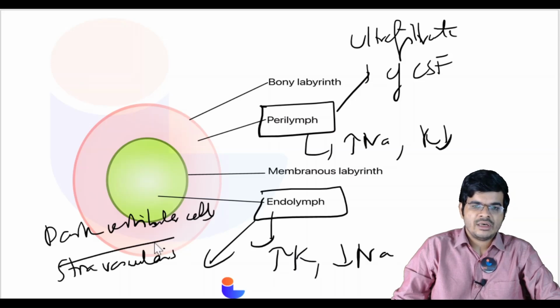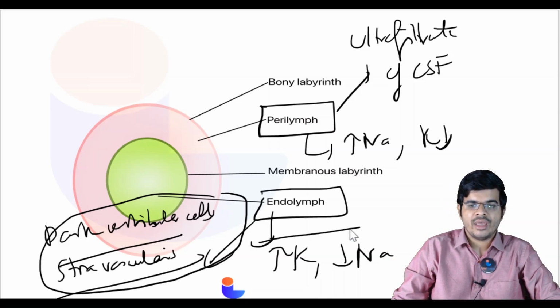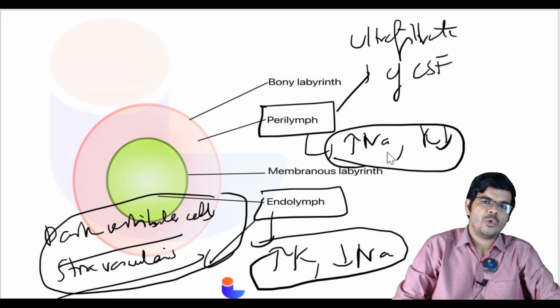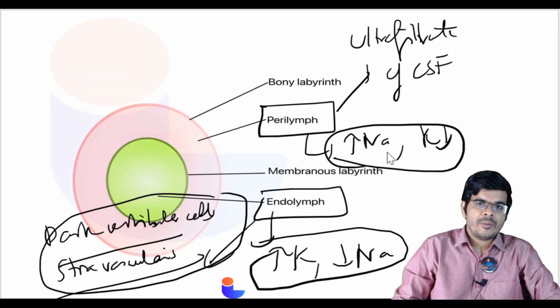That is, the endolymph is being secreted by dark vestibular cells as well as stria vascularis, and the composition differs. There is increased potassium and decreased sodium in the endolymph, whereas the perilymph is an ultrafiltrate of CSF and there is more sodium and less potassium there. Now, how do the membranous labyrinth and bony labyrinth develop?